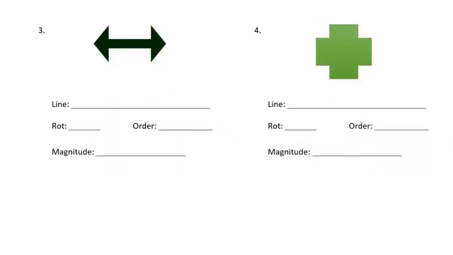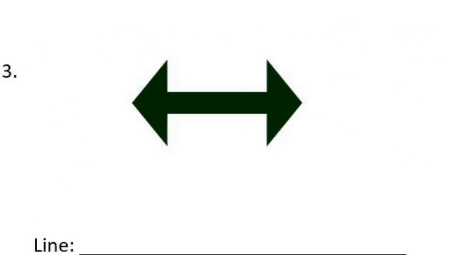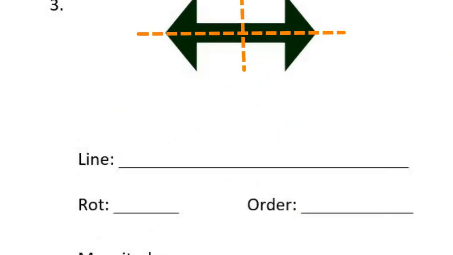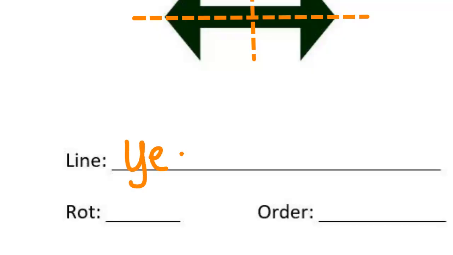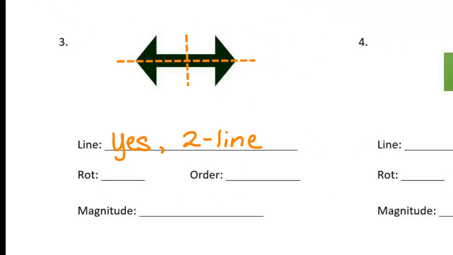Right. Now we have an arrow shape. Do I have any lines of symmetry for my arrow shape? Yes. Which way could I draw lines of symmetry so that I could fold it over that line and they would match up, Victor? Yep, we can go horizontally. We can go vertically. So yes, we have line symmetry. It is 2 line symmetry.